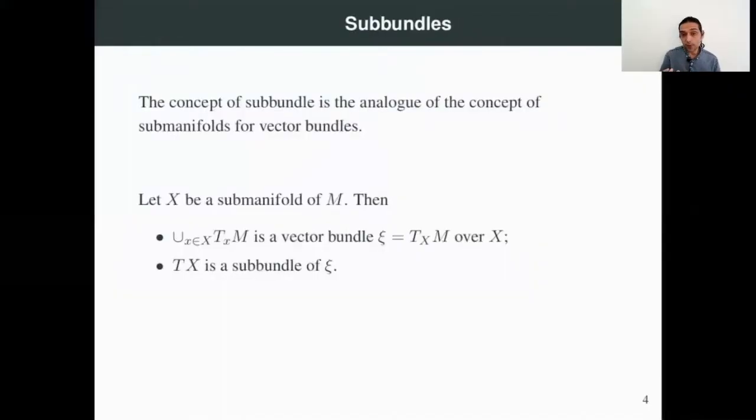But we have also a vector bundle naturally associated to X, which is just the tangent space of X. And this is a subbundle of psi, of course, because the tangent space of X at a point y is obviously contained in the tangent space of M at y. So in this way, we obtain that the tangent space of X is a subbundle of the restriction of the tangent space of M to X.